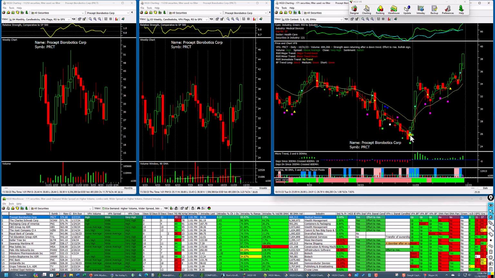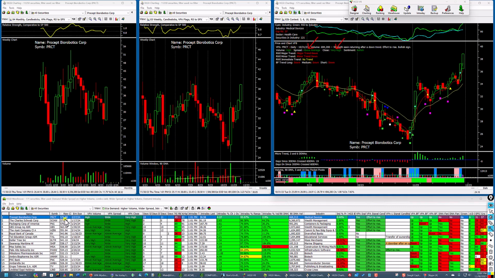Now I'm going to go back, click on this one right here. This was the effort to rise, strength seen returning after a downtrend, a bullish sign. But what I want to point out here is the Wyckoff indicators. And I'll bring that arrow up again. On that day, the volume was high, the spread was above average, and the close was very high.